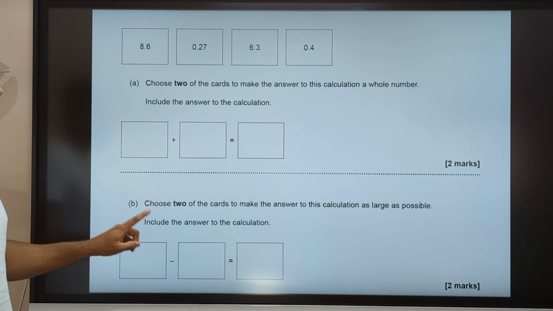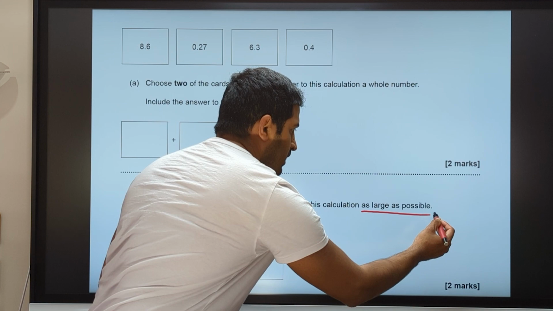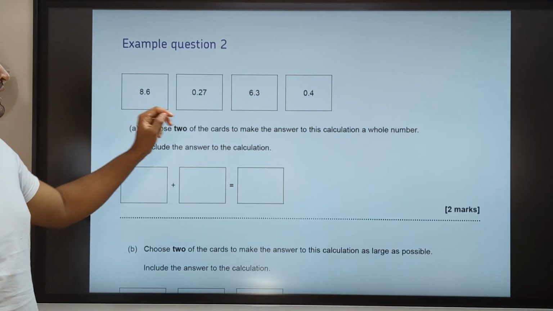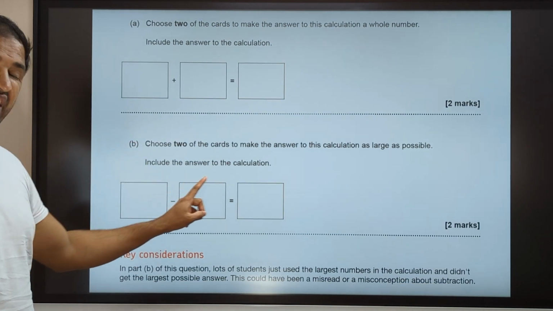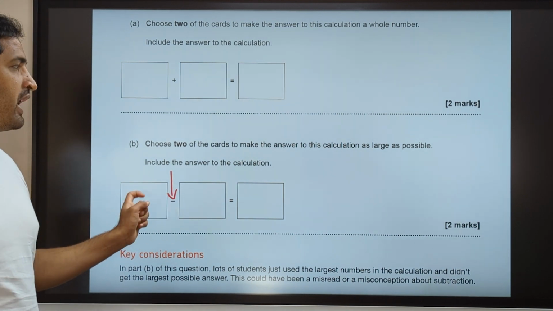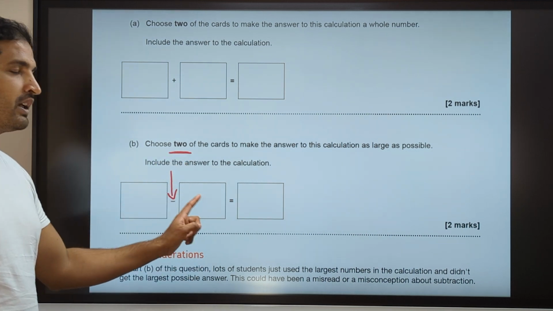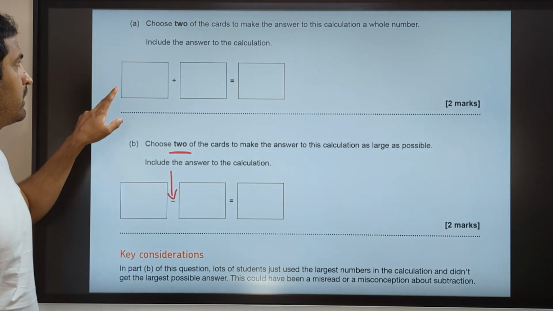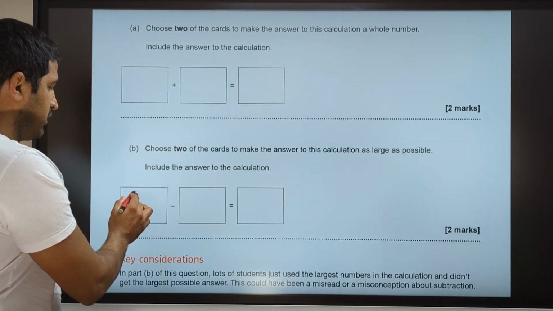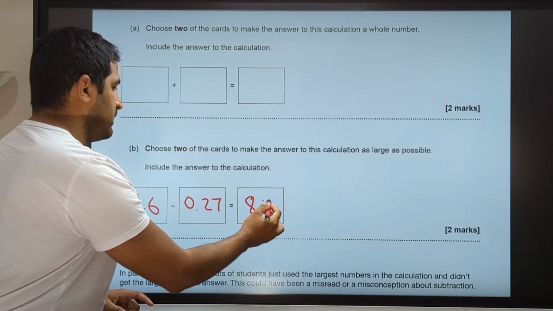And as soon as you move on to the second question, choose 2 cards to make the answer to the calculation as large as possible. The majority focus on that and put 2 numbers, right? They would put 8.6 and 6.3, but not look at the question. Here, the question has a negative sign, so you need to do the takeaway. You're choosing 2 cards again, but this time we're taking away 1 from the other and you get the answer. So here I would use 8.6 and the smallest number, which is 0.27, and then the answer I get is 8.33.